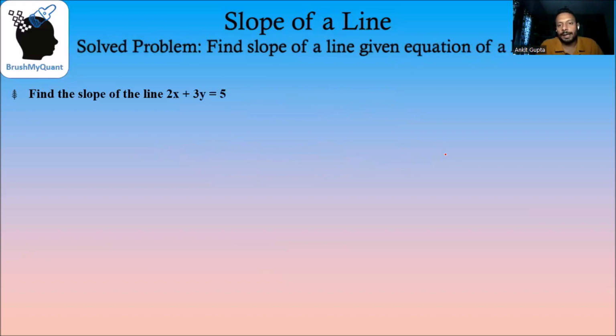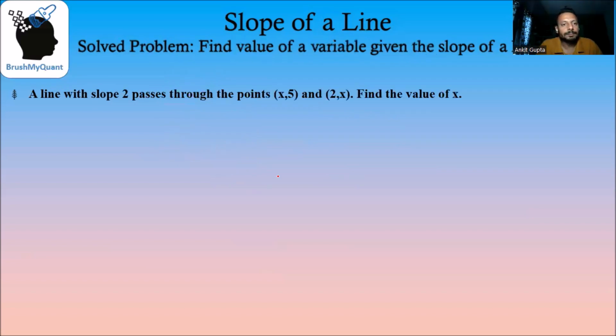Now find the slope of a line given the equation of a line. In this case, a generic equation of a line is given to us, which is 2x plus 3y is equal to 5. And we need to find the slope of the line. Based on the formula we learned, the slope of the line will be equal to minus of the coefficient of x, which is 2, divided by the coefficient of y, which is 3. So the slope of this line will be equal to minus 2 by 3.